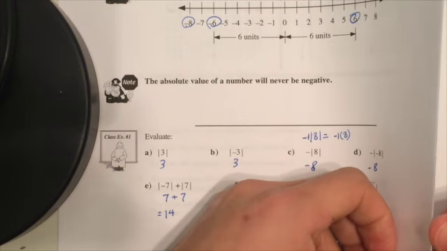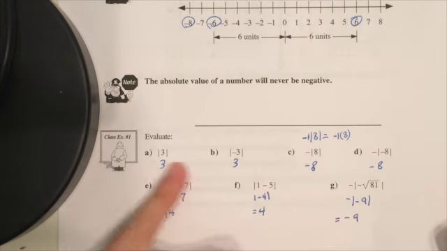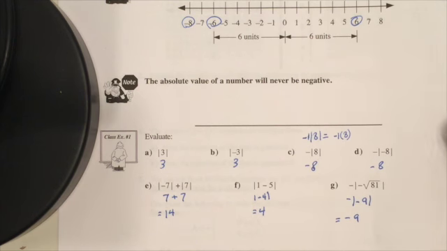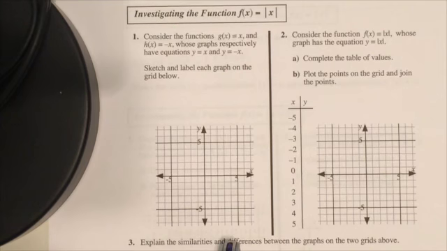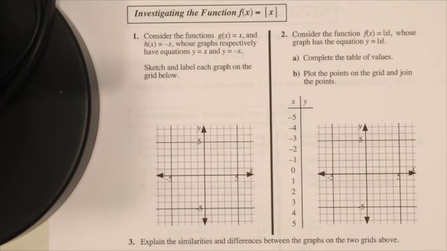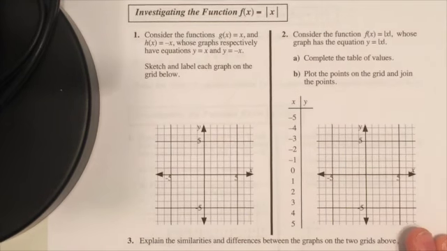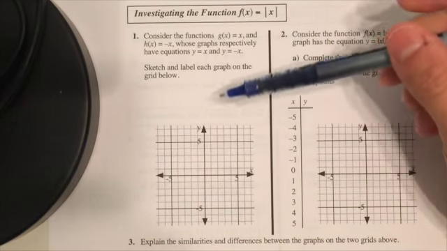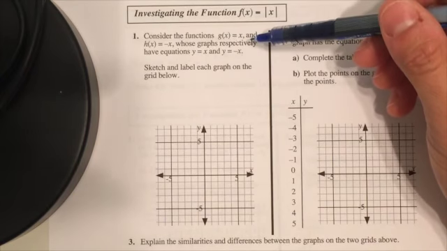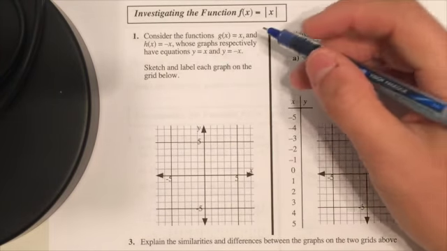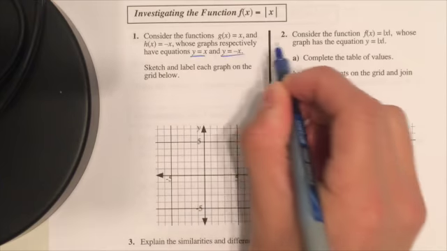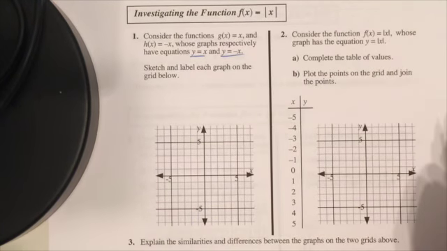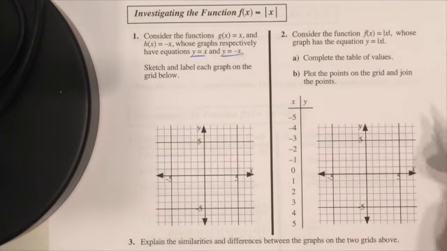So in this unit, we're not just going to look at evaluating absolute values, but what we're more going to be examining is absolute value functions. How do you graph an absolute value, and what does it mean to have an absolute value equation or an absolute value function? Let's look at this first example. Consider the functions g of x is equal to x and h of x is equal to negative x, whose graphs respectively have equations of y is equal to x and y is equal to negative x. Sketch and label each graph on the grid below.